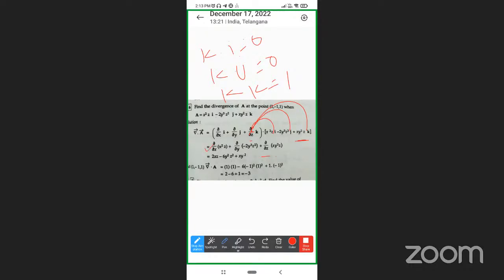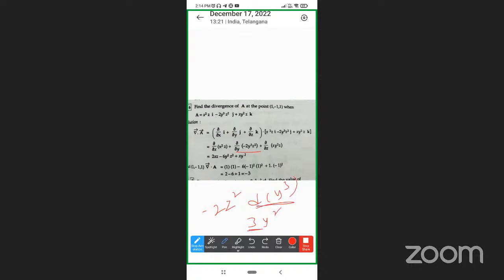Dou by dou x of x squared: differentiating x squared gives 2x, so 2x z. Then the minus term: z is constant with respect to x. Next the y term: minus 2 z squared is constant, then the derivative of y cubed is 3y squared.